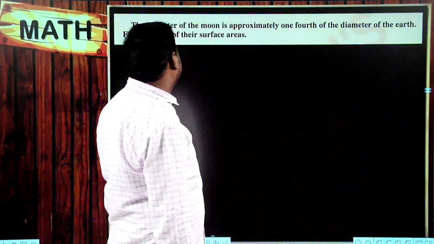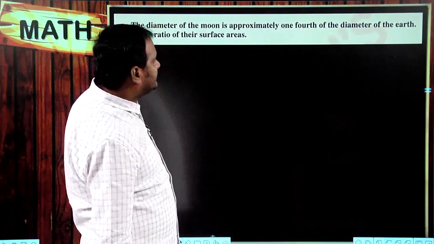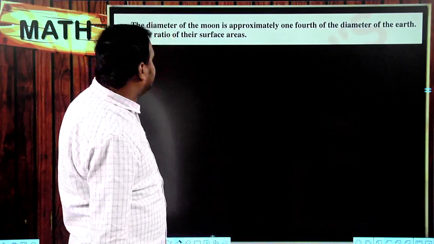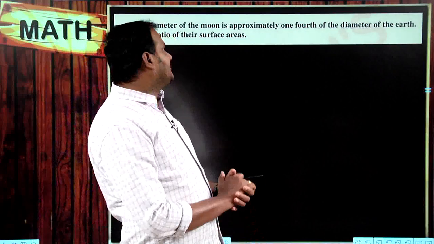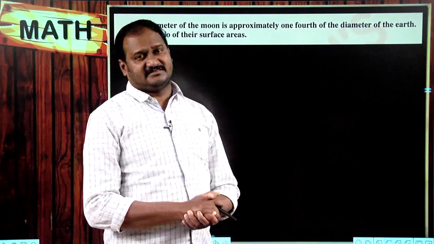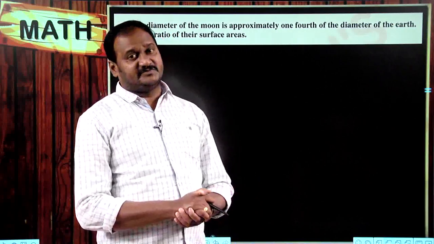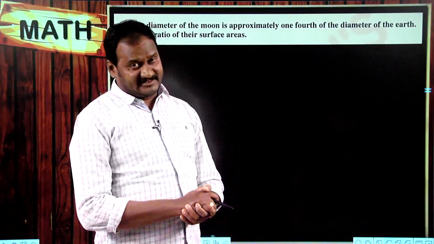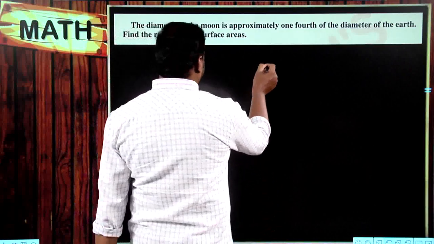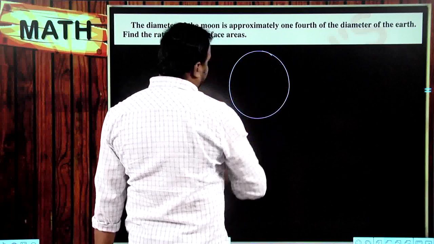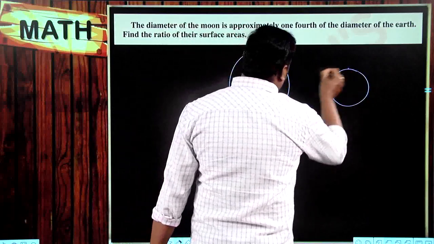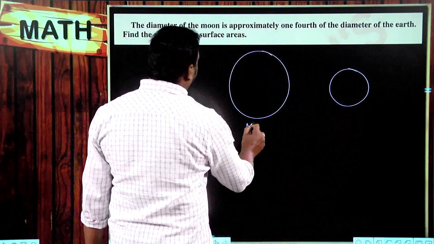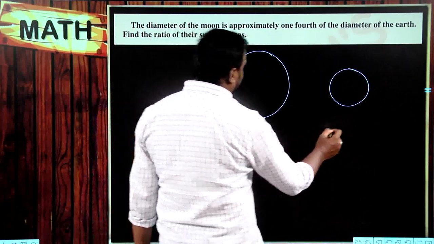Here, the next problem is, the diameter of the moon is approximately 1/4 of the diameter of the earth. Find the ratio of their surface areas. Basically, what are the shapes of moon as well as earth? Shapes of moon and earth will be spheres. So, I am taking two spheres here. This is the biggest sphere and this is the smaller one. So, here this is going to be the moon and this is going to be the earth.